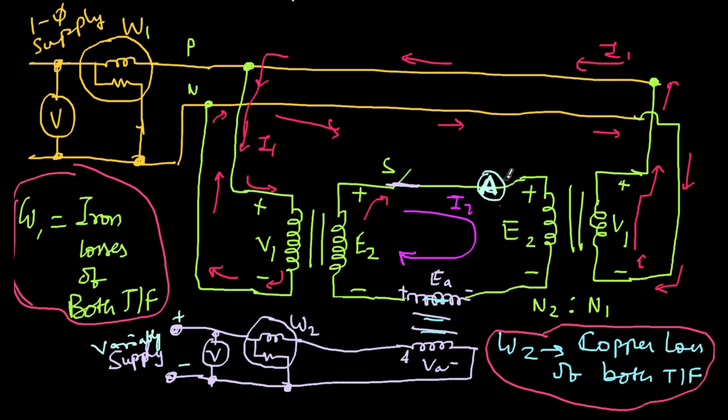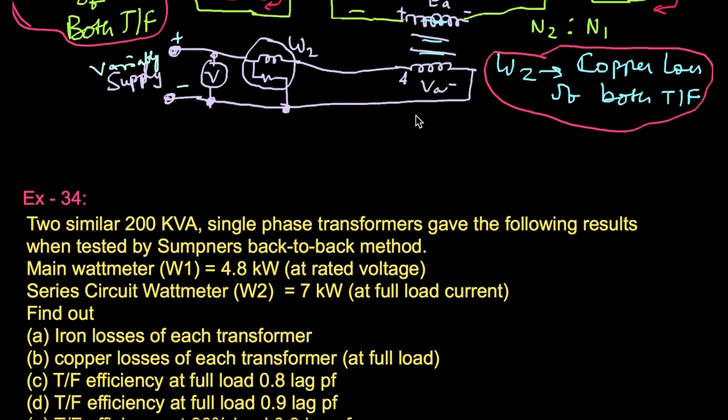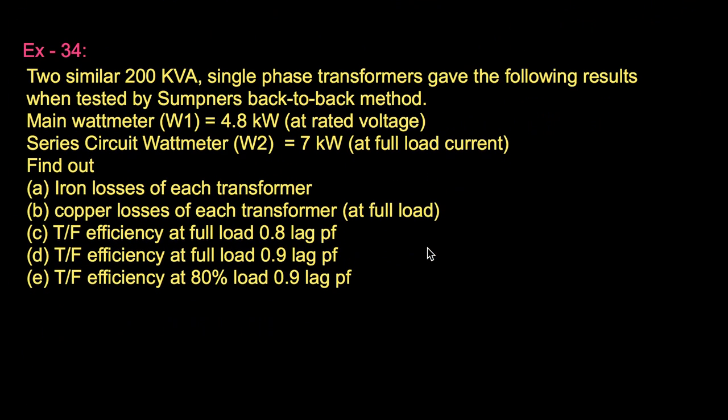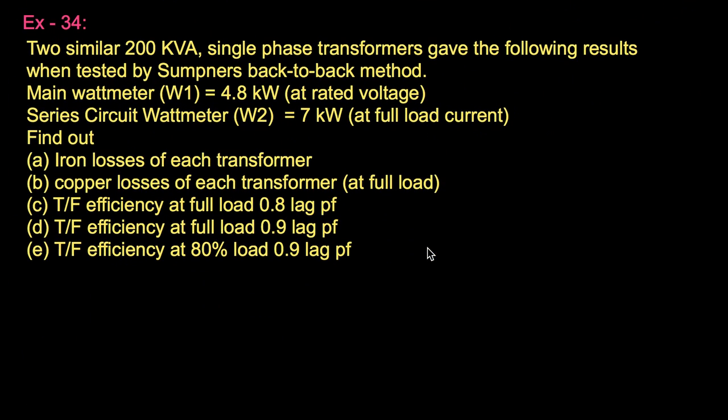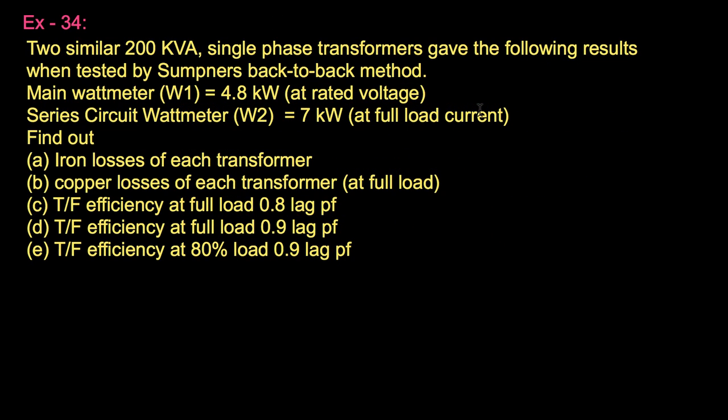Let's look at an example problem on Sumpner's test. All right, so let's look at this question. This is example 34, which is basically an example problem based on Sumpner's back-to-back test. You can try this question yourself, and then try to compare your answers with my answers. So I'm working out my answer now. So what do we have here? Two similar 200 kVA single phase transformers gave the following results when tested by Sumpner's back-to-back method.